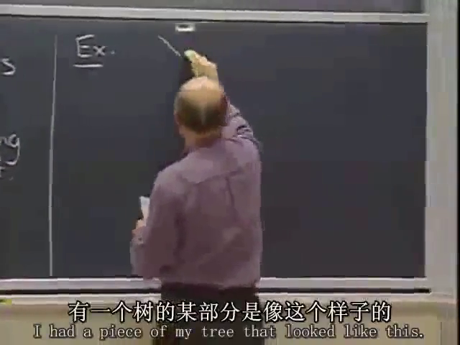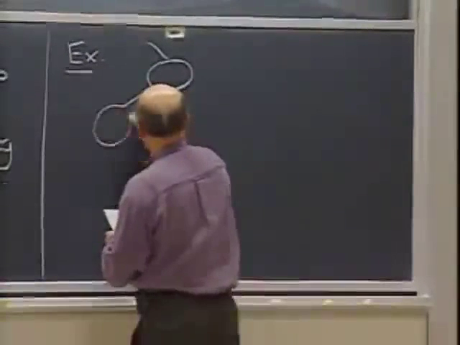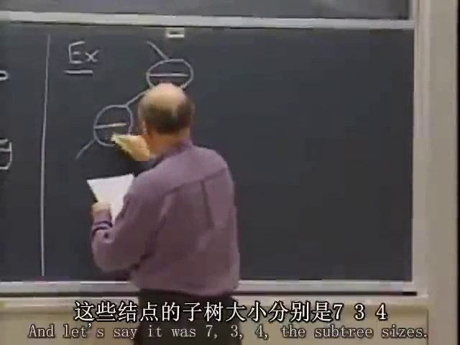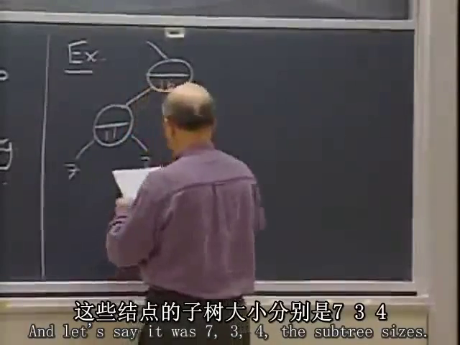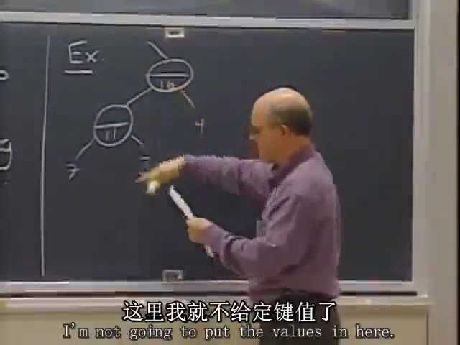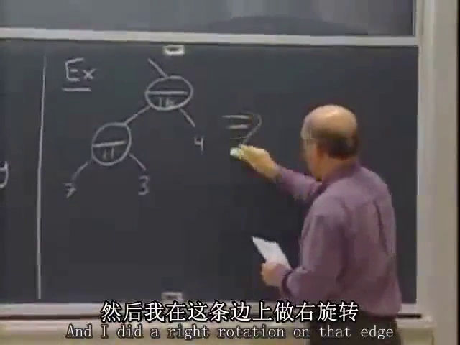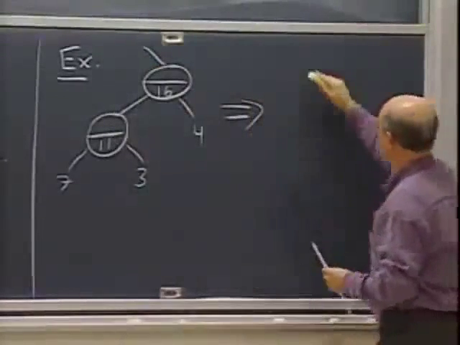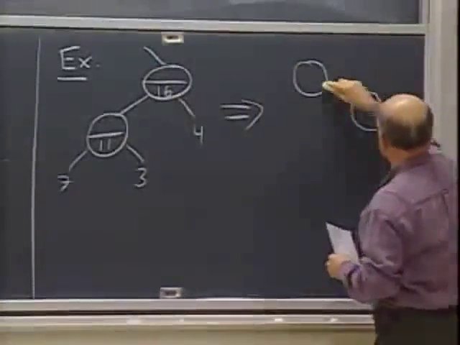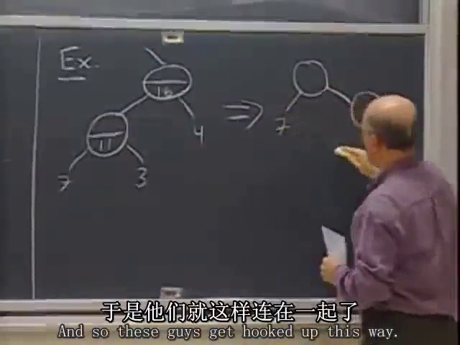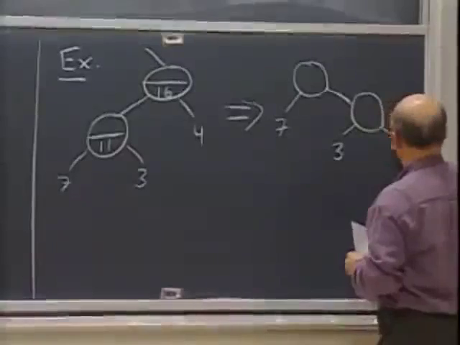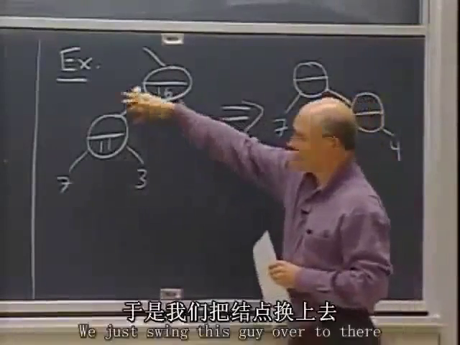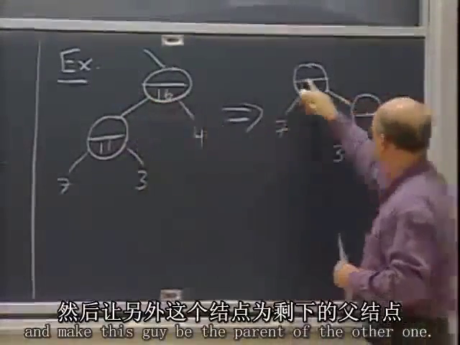So, for example, imagine that I had a piece of my tree that looked like this. And let's say 7, 3, 4 are the subtree sizes. I'm not going to put the values in here. And I did a right rotation on that edge, to put them the other way. And so these guys get hooked up this way. So always the 3 children stay as 3 children. We just swing this guy over to there and make this guy be the parent of the other one.